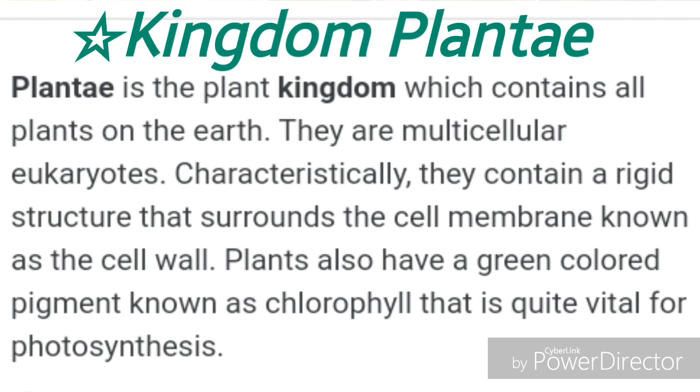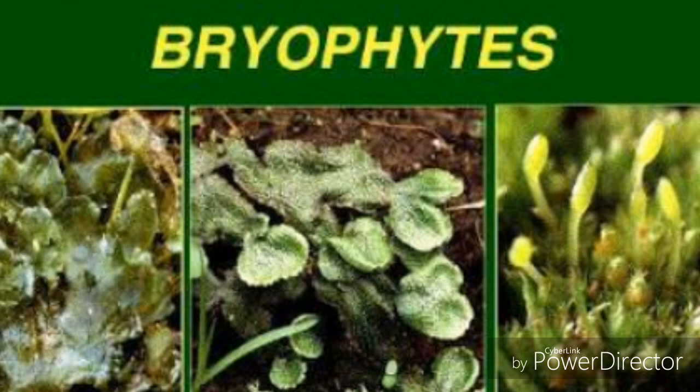Characteristically, they contain a rigid structure that surrounds the cell membrane known as cell wall. Plants also have a green colored pigment called chlorophyll, which performs photosynthesis. And green plants are responsible for replenishing oxygen in the atmosphere. Bryophytes are the first land plants. They are called amphibians of plant kingdom.